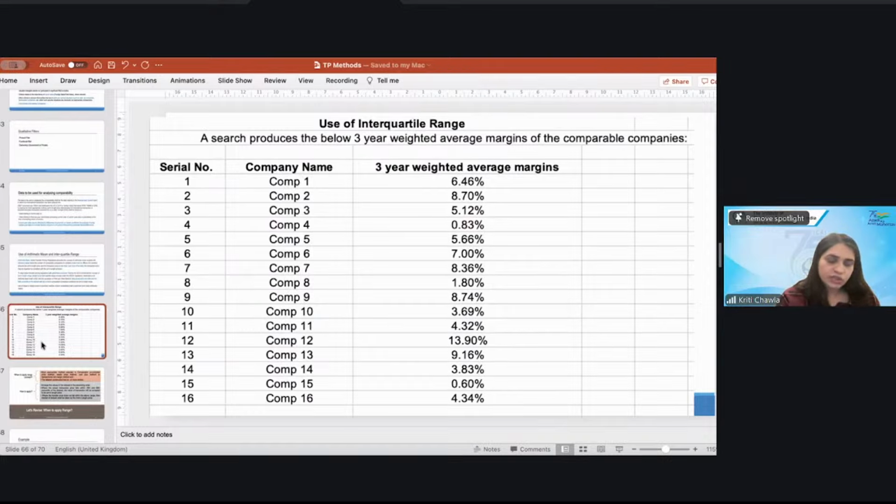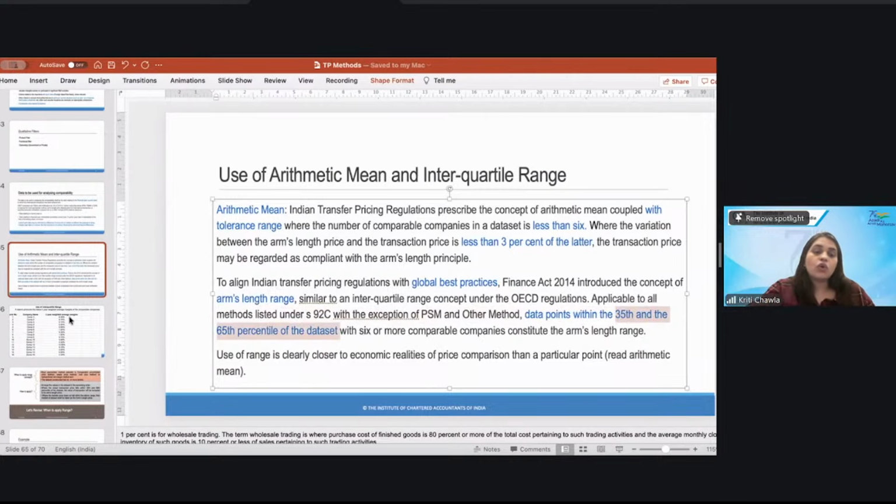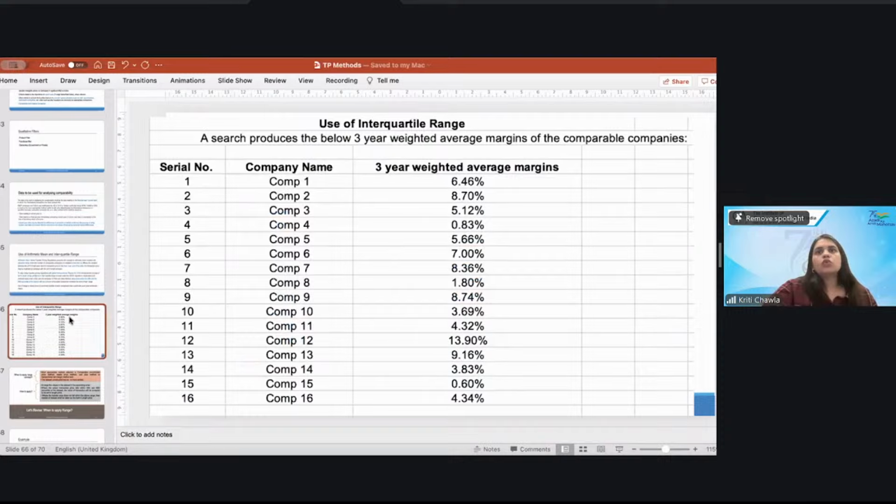It was India that was actually using arithmetic mean. So as to align itself with global best practices, India introduced the concept of interquartile range. Now, interquartile range was something that was being used around the world also. So what they now do is use the interquartile range of the 35th to 65th percentile of the data set. They create the 35th percentile, and then they create the 65th percentile, and they create a range out of it.